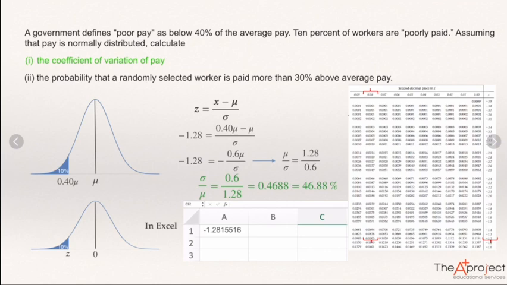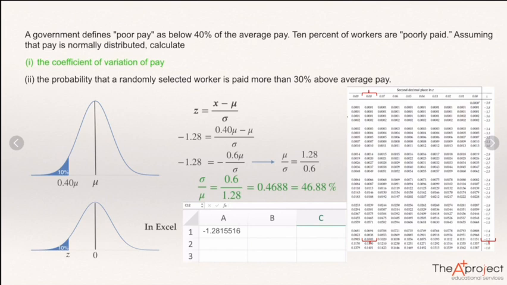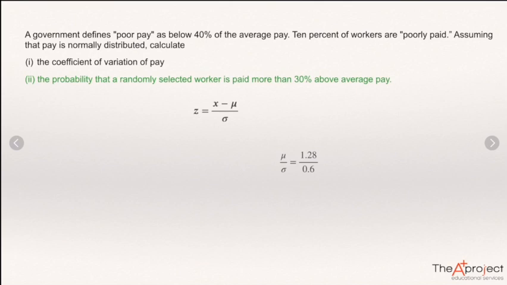Okay, let's answer this second question. I'm going to leave the answer mu divided by sigma equals 1.28 divided by 0.6 because we are going to need it. We don't have mu, we don't have sigma, but this ratio, mu divided by sigma, will be useful for solving the second question, the question related to the probability. Let's leave this result here and start solving question 2.